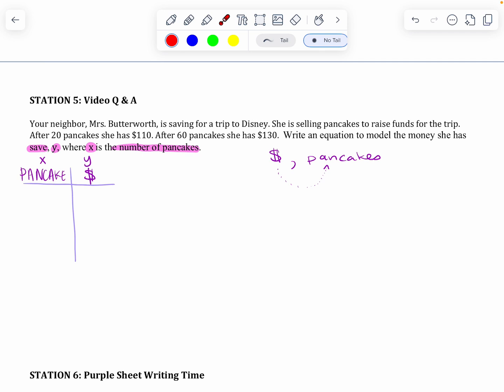And then I just have to fill it in with the information. So the first sentence says, after 20 pancakes, she has $110. So it would make sense to put 20 pancakes are worth $110. And then naturally, we even have something to follow up with, which I'll switch to blue. After 60 pancakes, she has $130. So it makes sense to also put 60 here and then 130, right?